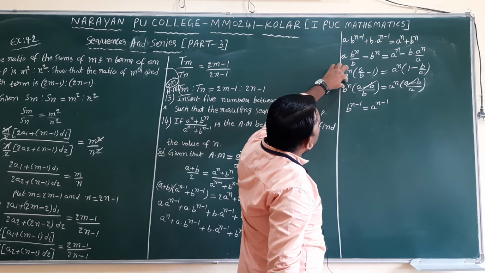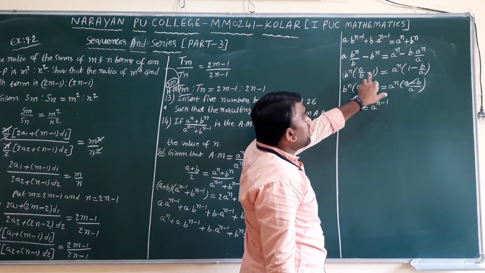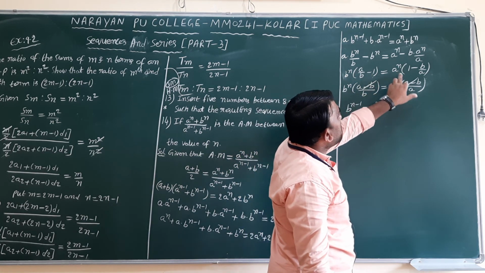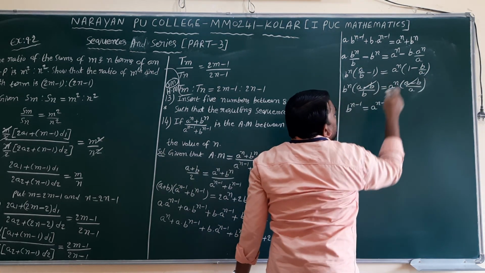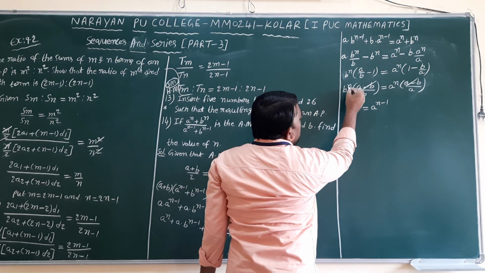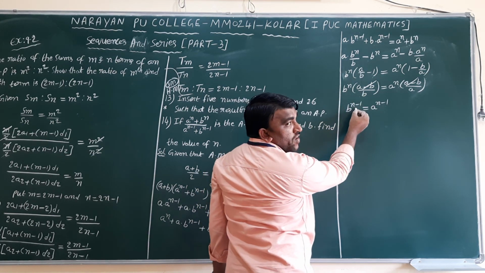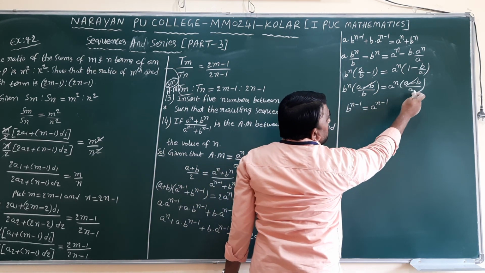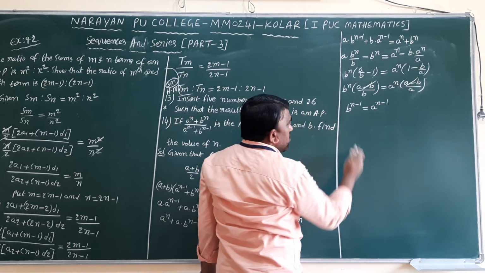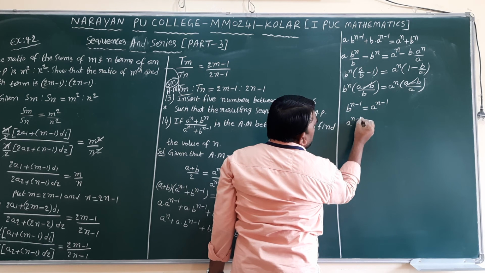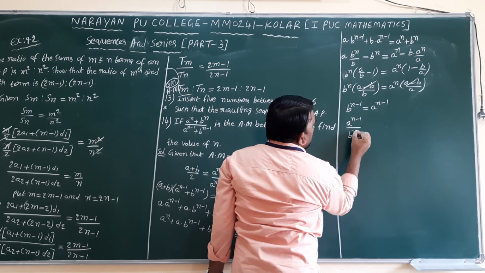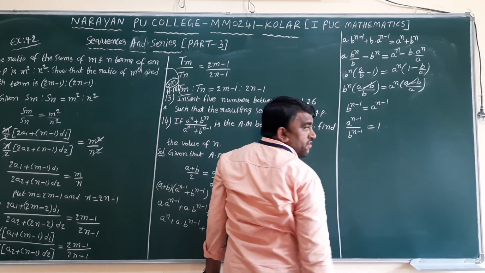Now b power n into, take LCM, (a minus b) by b, is equal to a power n into, take LCM, (a minus b) by a. Both sides a minus b cancel. b power n divided by b we can write b power n minus 1. a power n divided by a we can write a power n minus 1. So b power n minus 1 send to one side: a power n minus 1 divided by b power n minus 1 equal to 1.